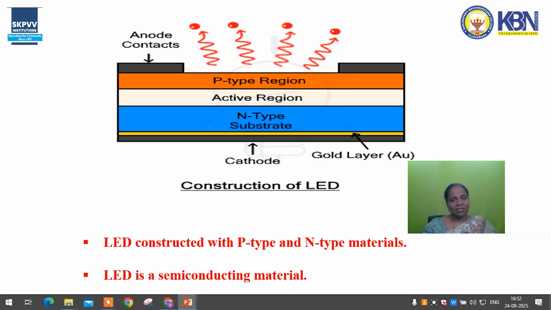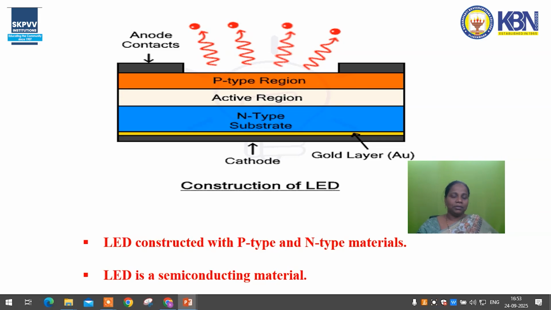This is the construction of LED. LED is constructed with two types of materials. It is a semiconducting material made with two types, P-type material and N-type material. There is a region in between the P and N-type material. In that region, the light emission process takes place. In this image, the lower part is the base of the LED. That base we call the substrate.